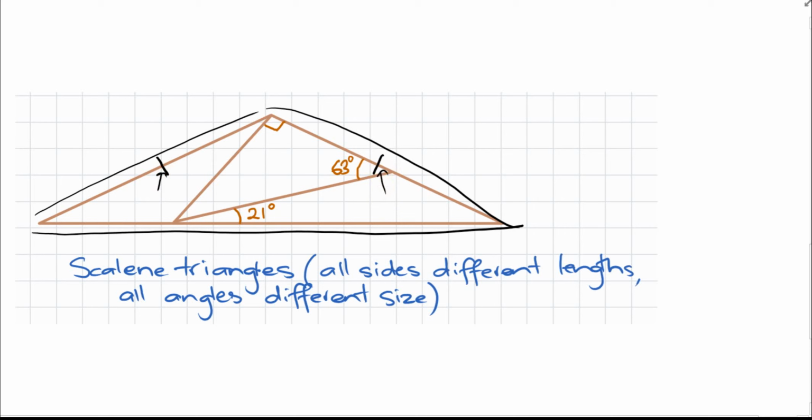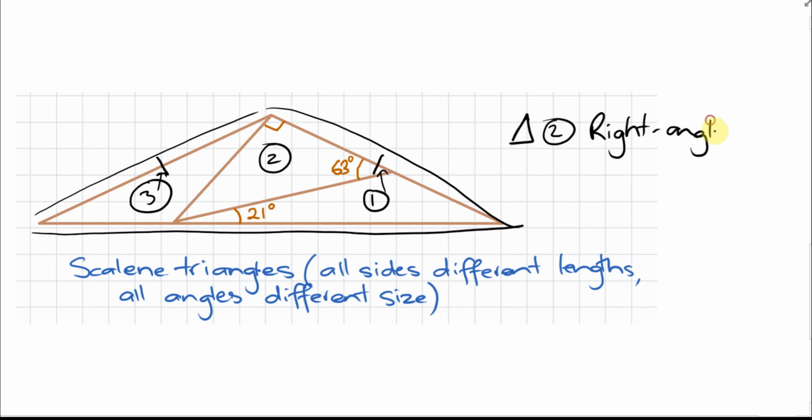And we've got three interior triangles. Now each of these triangles, if I were to call them triangle 1, triangle 2, triangle 3, we can see that at least triangle 2 is a right angled triangle, because we can see that this angle here is a right angle, so that's a right angled triangle. And then triangle 1 and 3 are scalene.